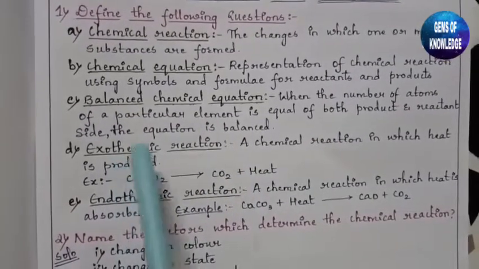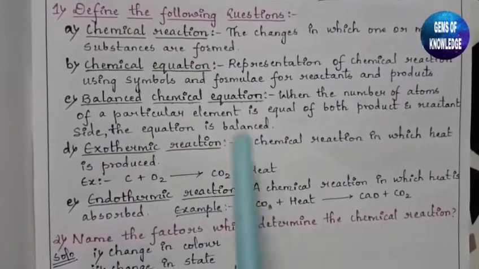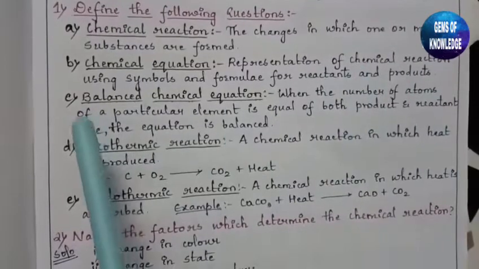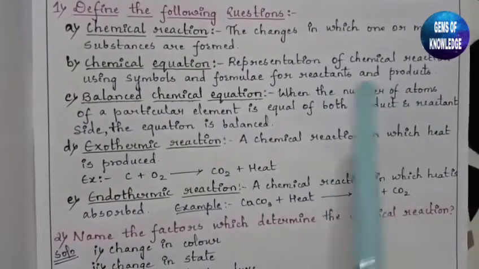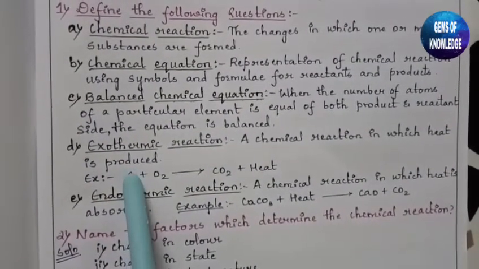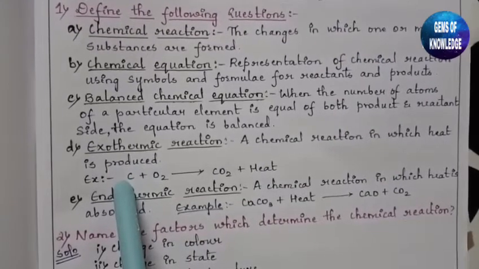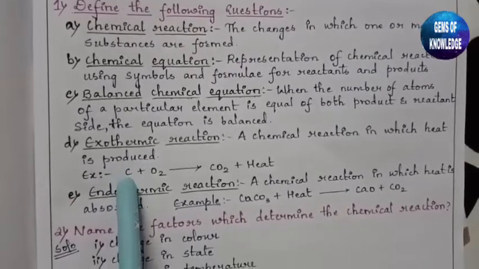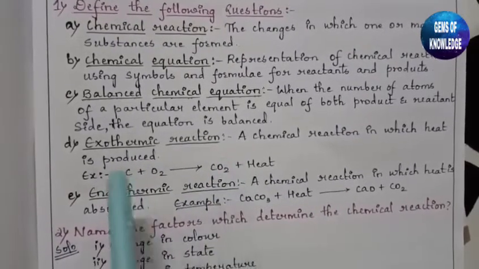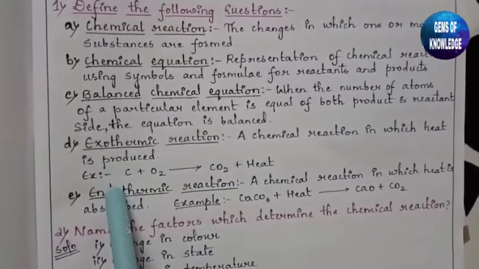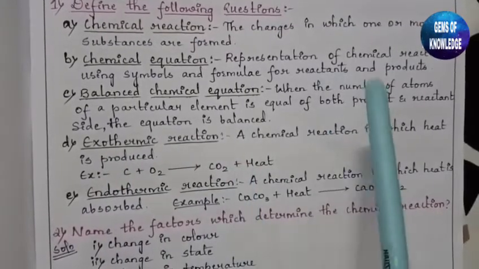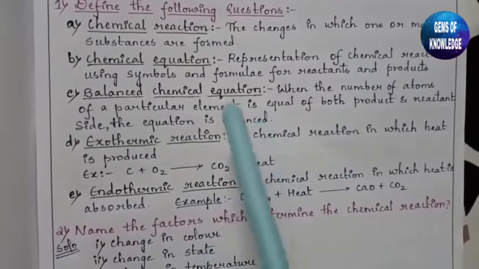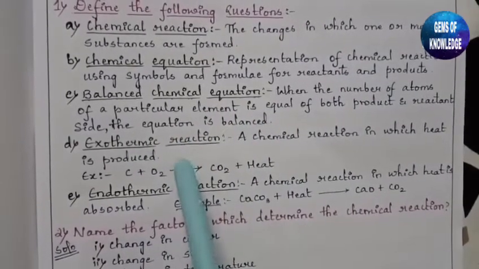So this is what a balanced chemical equation is, because the number of atoms of a particular element, for example the number of carbon atoms, is equal in both cases. It must be equal on the product side and also on the reactant side. When it is equal on both the reactant side as well as the product side, then it is called a balanced chemical equation. Only then can we say that the chemical equation is balanced.